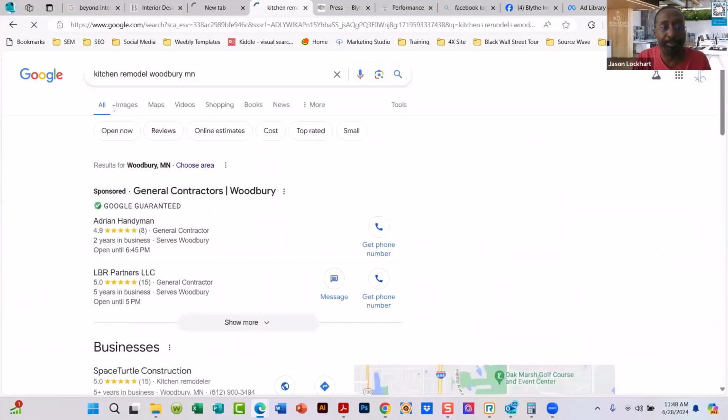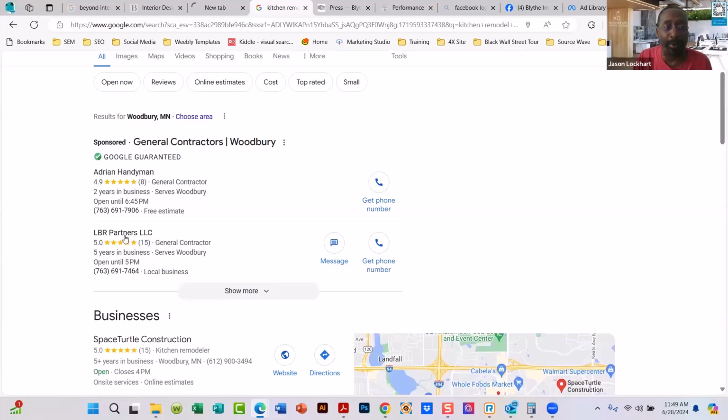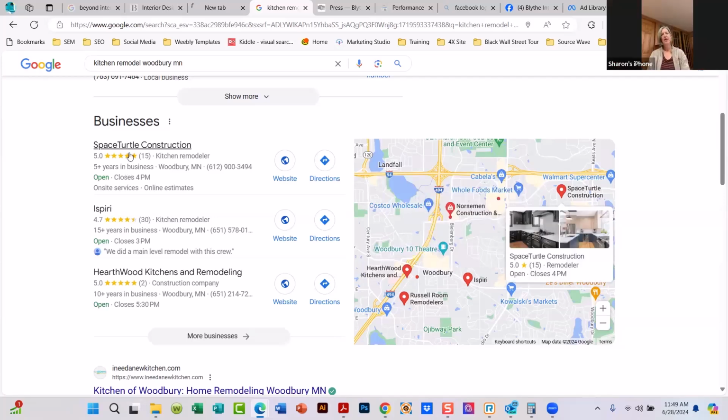Okay. So right here at the top, you have Google Local Services, you have two here. And then when looking at the map area, have you heard of any of these? Space Turtle? Yeah, you had talked about Space Turtle because I remember that name. Yeah. How could you forget? I guess that's why they named it.